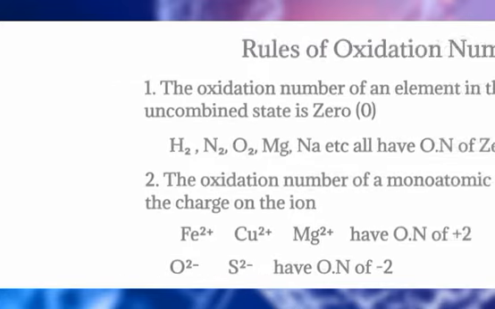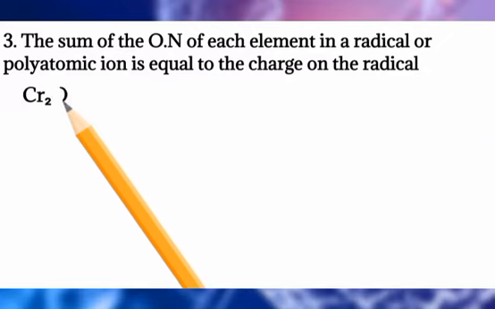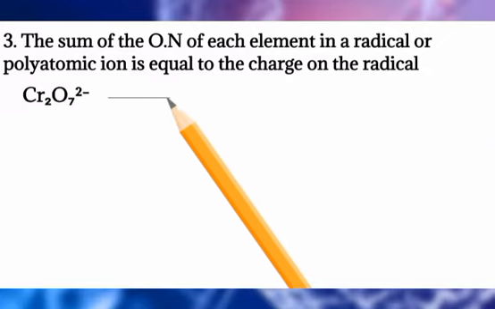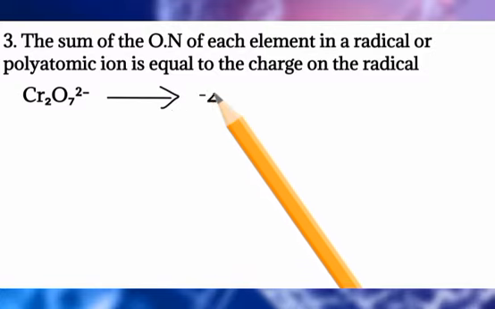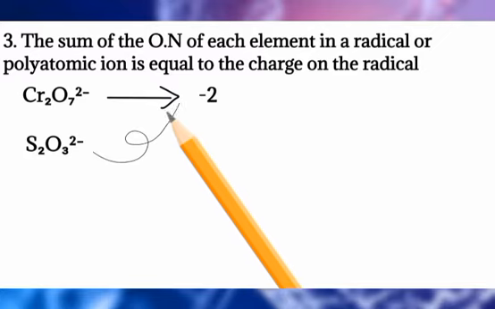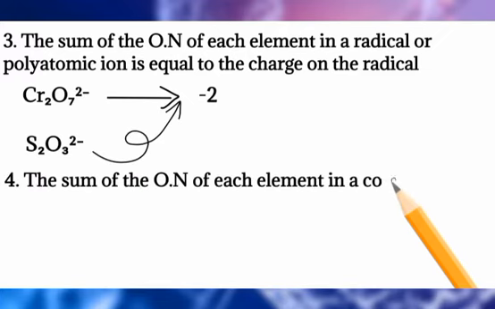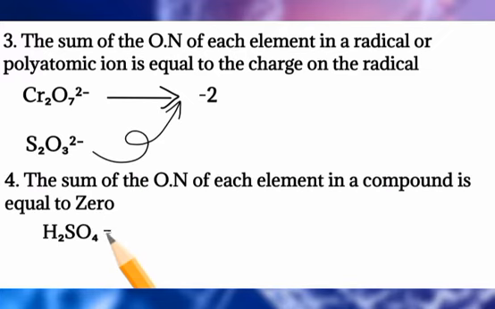Then going to rule 3. Rule 3 states that the sum of the oxidation numbers of each element in a radical is equal to the charge on the radical. An example of a radical or polyatomic ion is Cr2O7 2- and S2O3 2-. They both have an oxidation number of -2. Then moving to the last rule, that's rule 4. The sum of the oxidation numbers of each element in a compound is equal to 0. This is for compounds that do not have charges, that is, compounds that are not radicals, e.g. H2SO4.